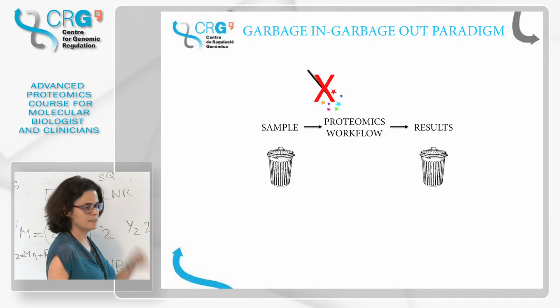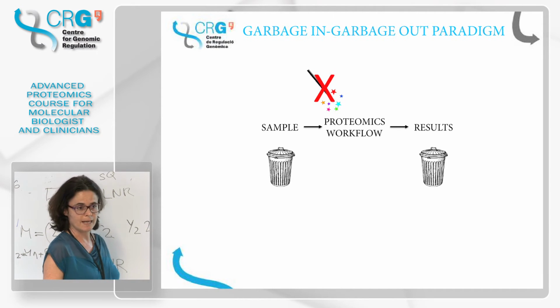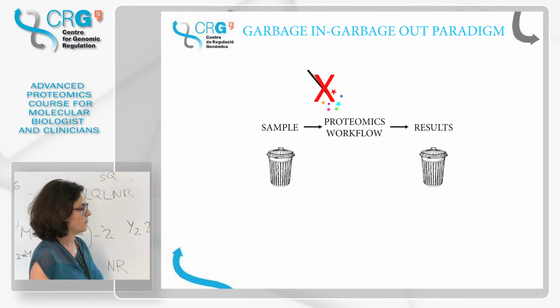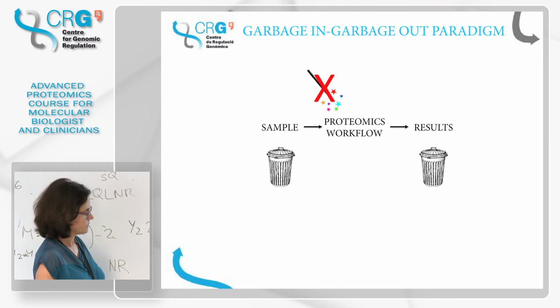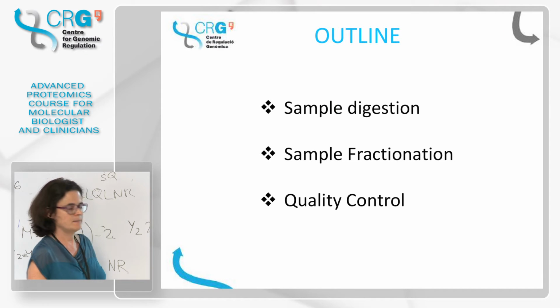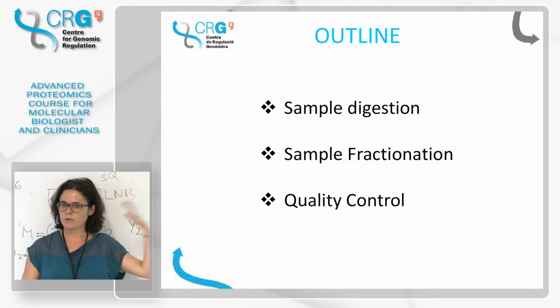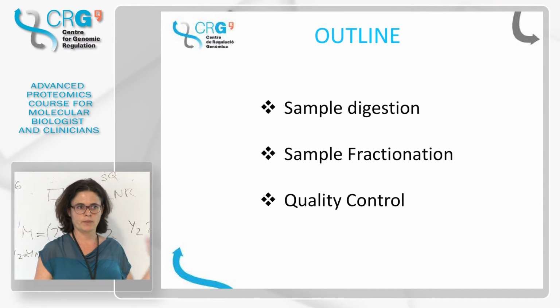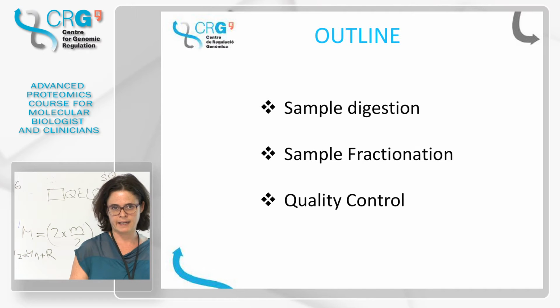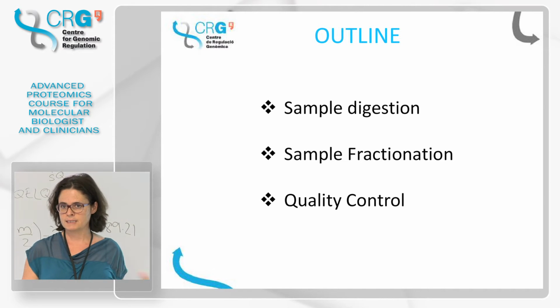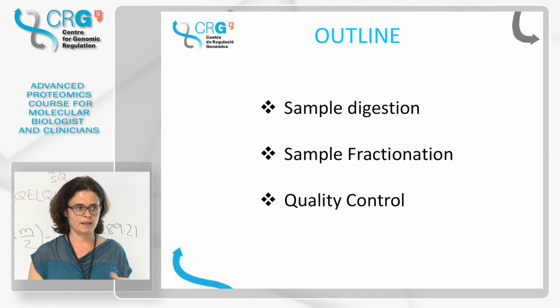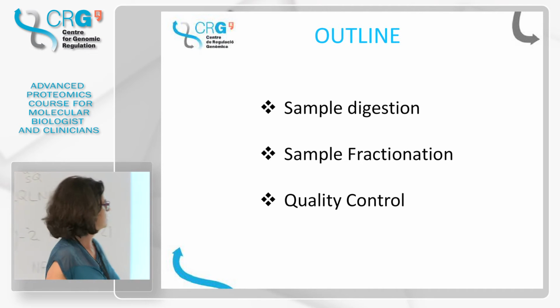So proteomics is not magic. If your sample is bad, your results are going to be bad. So it's very important what you're doing with the mass spectrometer, the workflow you apply, how you analyze the data, but the most important thing is the sample that you are analyzing. So if the sample is garbage, you are going to obtain garbage as results.